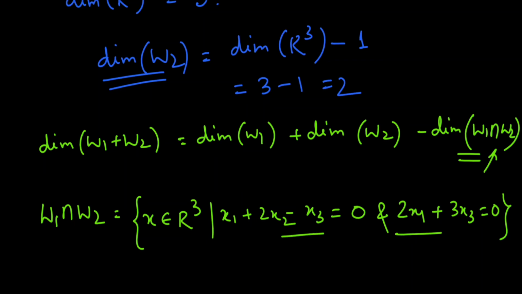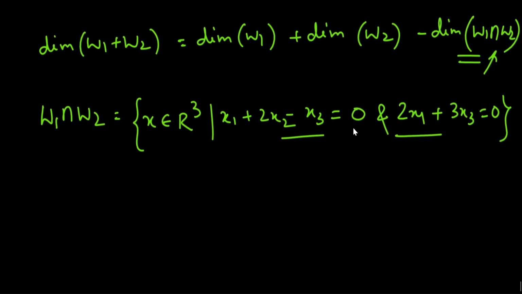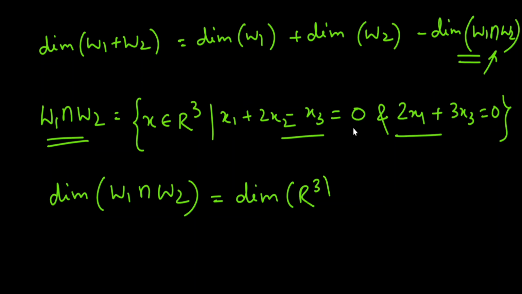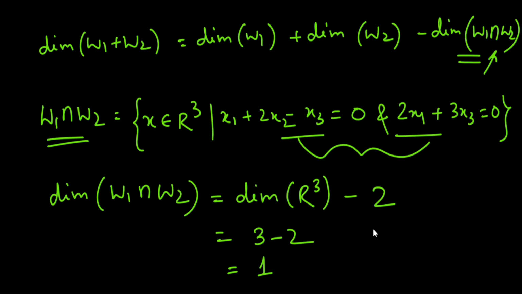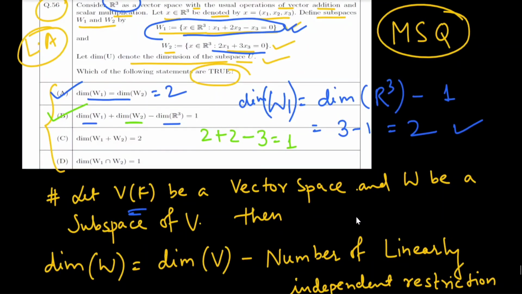Now both these two restrictions are clearly independent restrictions; there is no linear dependency. Also, W1 intersection W2 is a subspace of R3. So dimension of W1 intersection W2 equals dimension of R3 minus the number of linearly independent restrictions. Since these two are linearly independent, minus 2. So 3 minus 2 equals 1. So dimension of W1 intersection W2 equals 1, and this option is also correct. So option D is also correct.